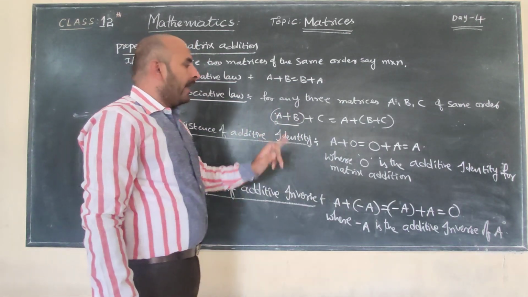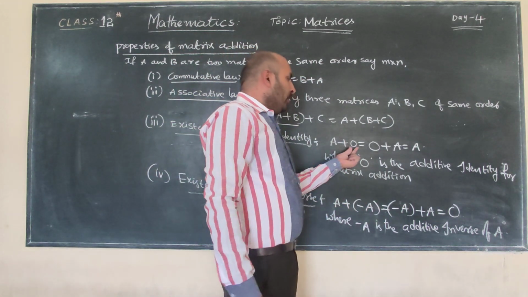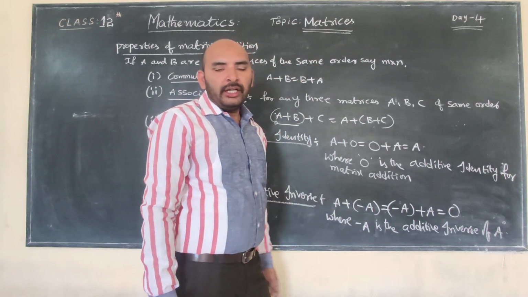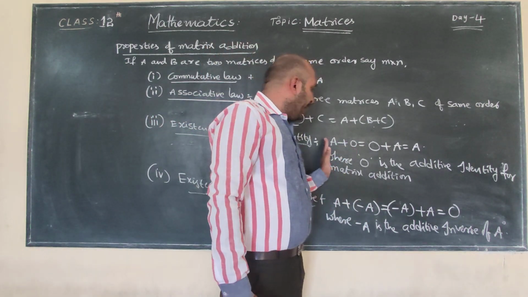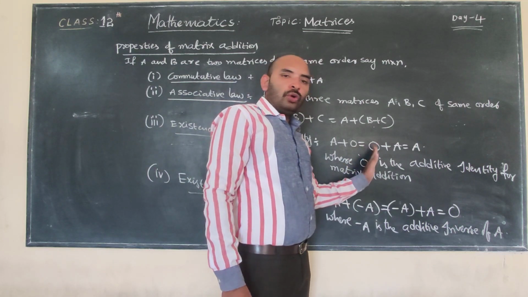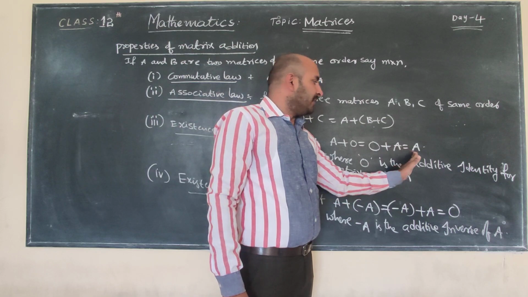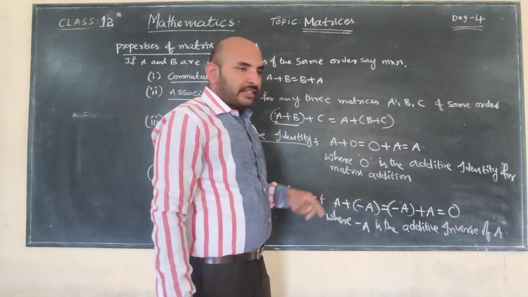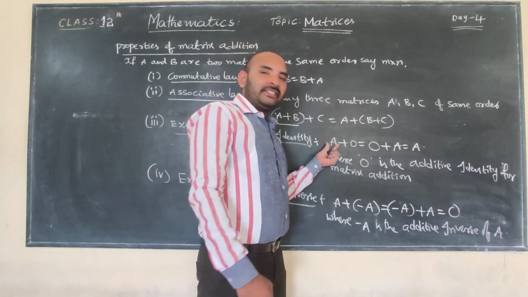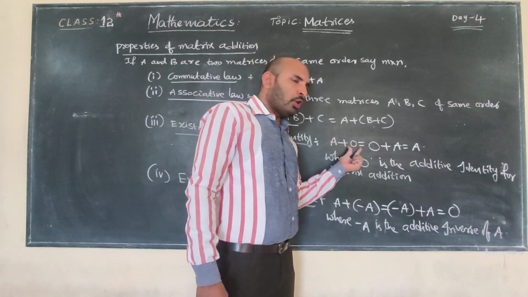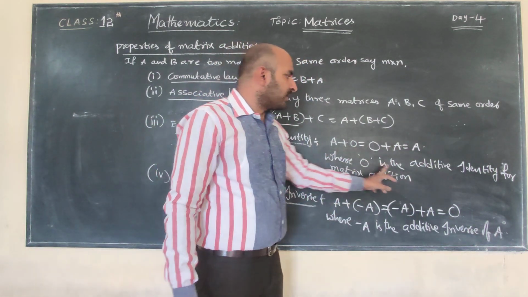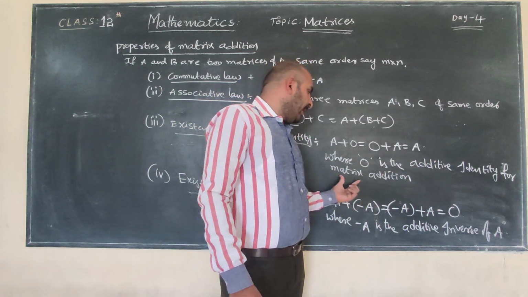Existence of additive identity. Additive identity means here O is the additive identity, the zero matrix. A plus the zero matrix or null matrix equals O plus A equals A. For any matrix, adding with the null matrix, you get the original matrix. A plus O is equal to O plus A is equal to the original given matrix A, where O is called the additive identity for matrix addition.